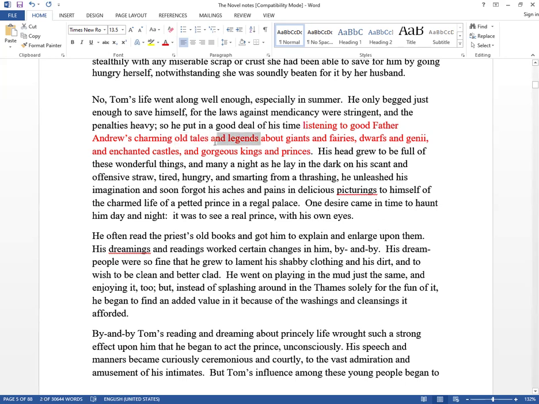Tales and legends mean old stories about giants, big people, fairies, angels, dwarfs, small people, genies, Aladdin's genie, and enchanted castles. Enchanted means ghostly, haunted. Castle means palaces, haunted palaces. Gorgeous means very beautiful. Kings and princesses. Now, Tom loves to learn about these people, places, and stories.